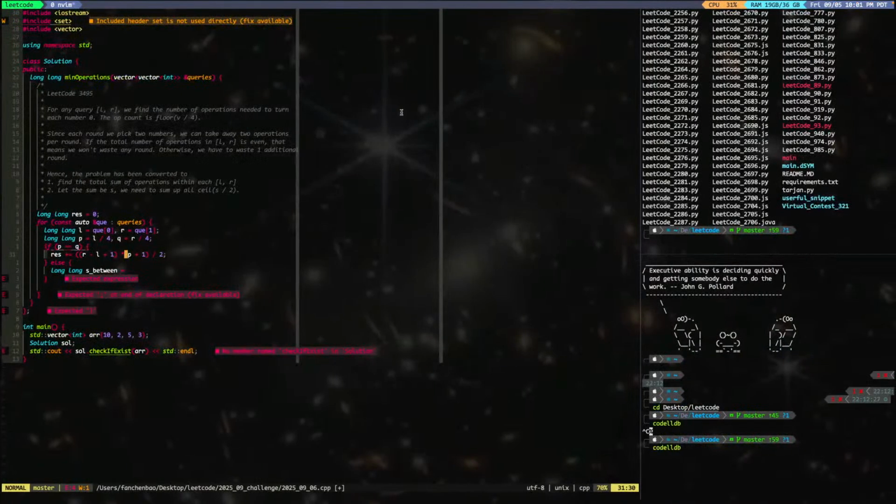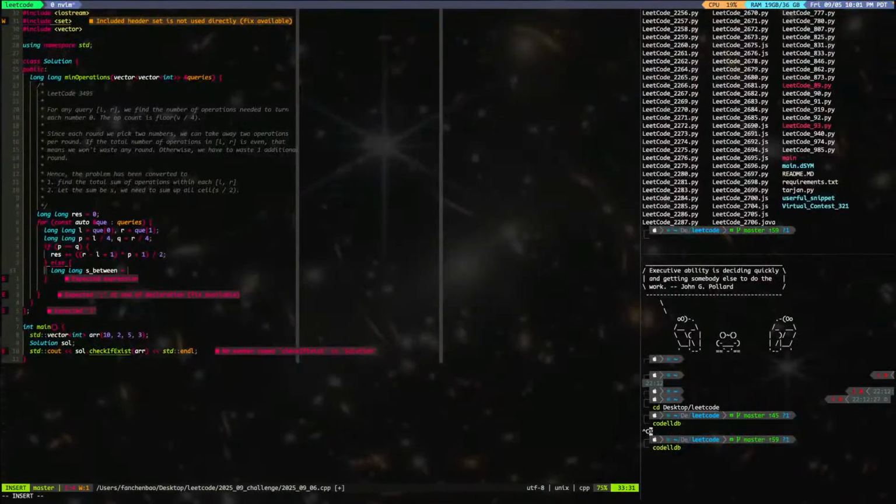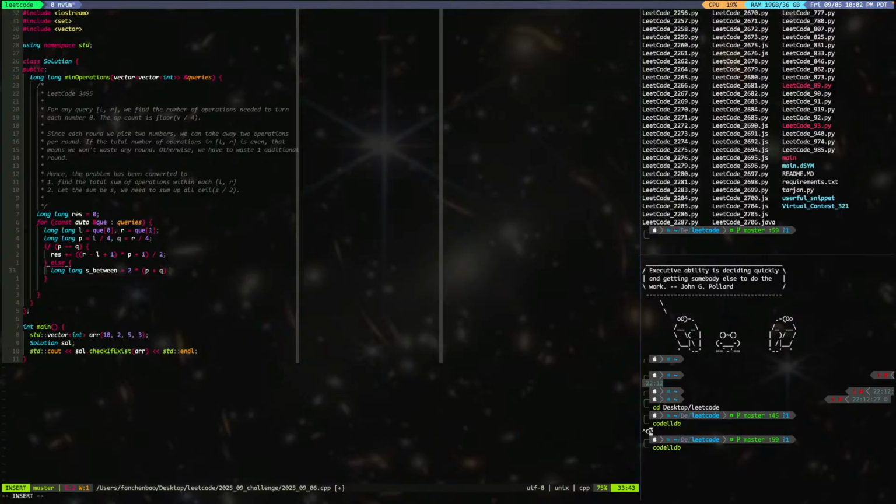So it should be 2 times, right? So 2 times p plus q times p minus q minus 1 times 2. Get the first one out. So this is the s in between, right? The s in between. And then we need to go s on the left.